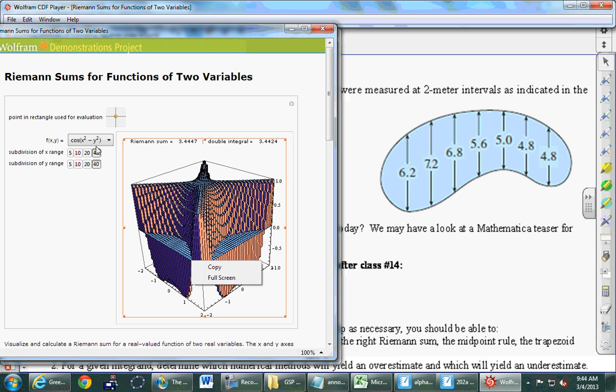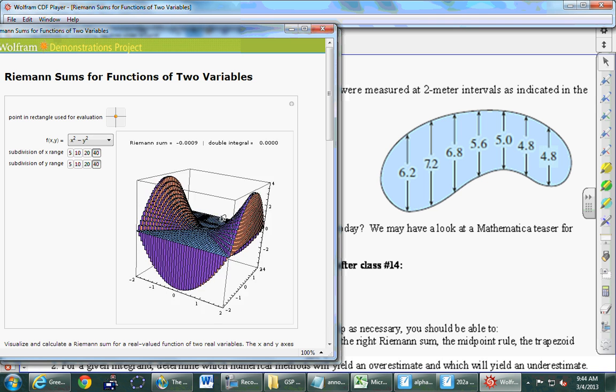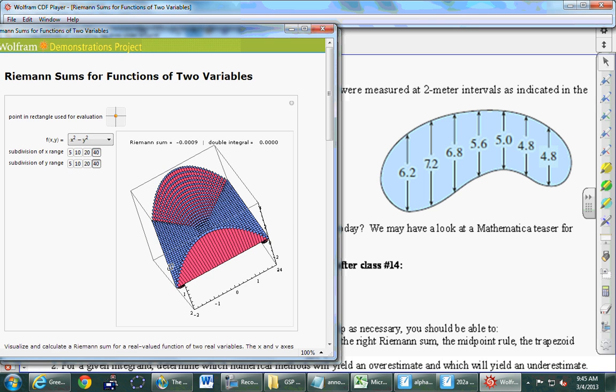Yeah, something to look forward to. And then this guy, x squared minus y squared, yeah, we'll do stuff by hand next semester. Yeah, it's a Pringle.